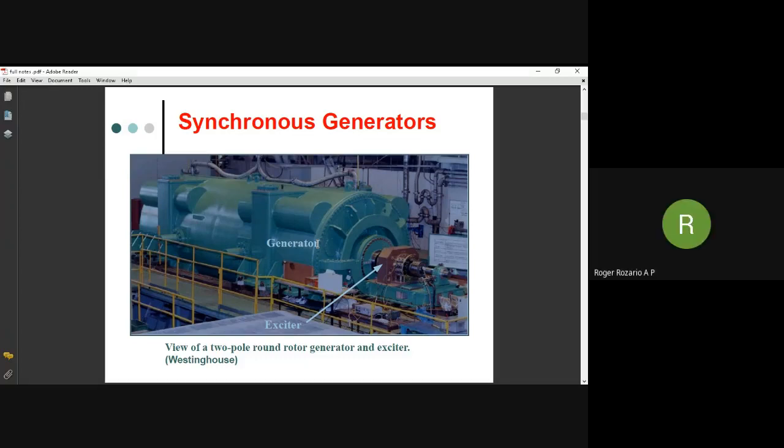So we were dealing with alternators. The other name for alternators was synchronous generators. What is a synchronous generator? Can I look at the diagram? This is from Westinghouse, a famous manufacturer of alternators. See how big the alternator is. This is an alternator present in a hydro power plant. There is a generator and there is an exciter.